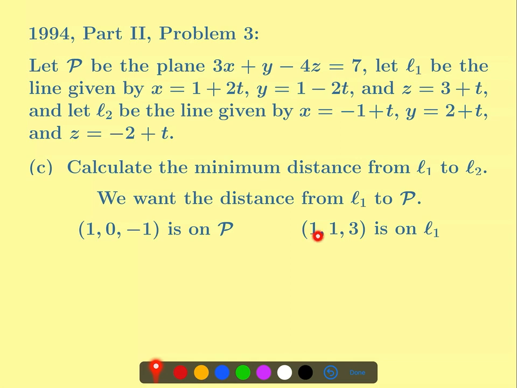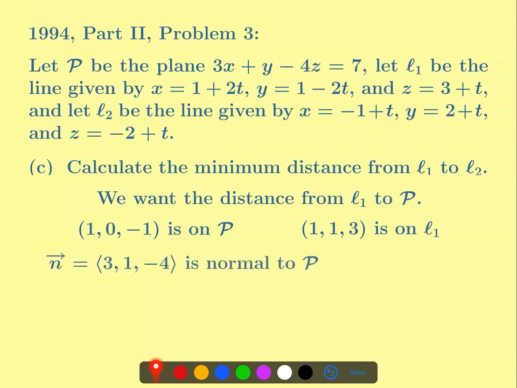So we're just going to take the point 1, 1, 3 and figure out the distance from that point to the plane P. This point comes into play because the way we figure out this distance is we take a vector going from this point, say, to this point. So that's a vector going from a point on the plane to the point 1, 1, 3 we're interested in. And we're going to look at the projection of that onto the normal vector to the plane P. And the length of that projection will give us the distance from 1, 1, 3 to the plane P.